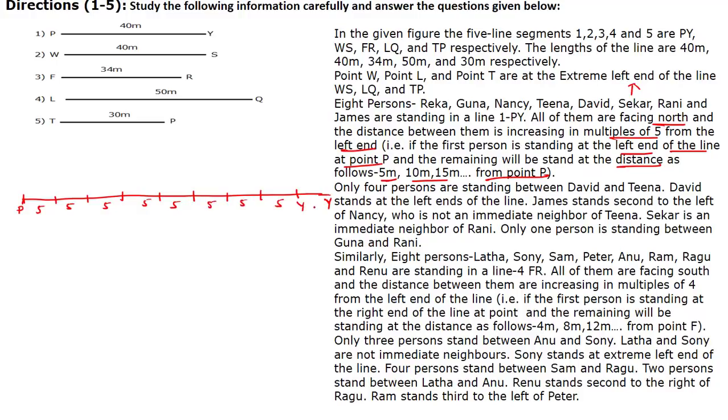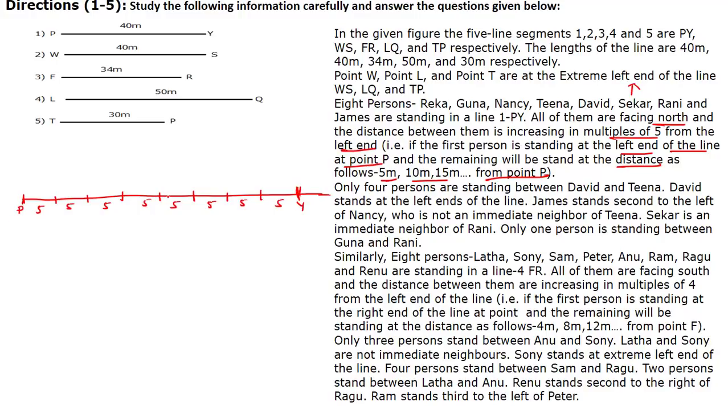So this would be point Y. Let me write it properly here. This would be point Y. I hope you got it. So 1, 2, 3, 4, 5, 6, 7, 8. So what does this mean? This is point Y. So there are 8 persons standing from the very left end. So therefore there are 9 points here.